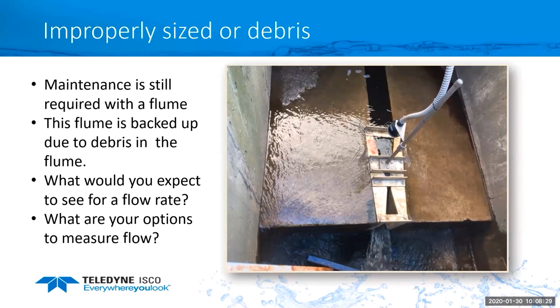So what would you expect through this? You're still going to get a flow rate reading, but it's going to be much higher than the actual flow going through there. But what are your options on this? Well, one, set up a regular maintenance schedule to clean the flume out, or two, have an alarm set that if it ever gets to a maximum flow rate, somebody needs to go out and inspect it. Or the other option is to put an area velocity sensor upstream, because an area velocity sensor will read the level and the velocity. In this case, it would read a high level but almost zero velocity to give us an accurate flow rate.